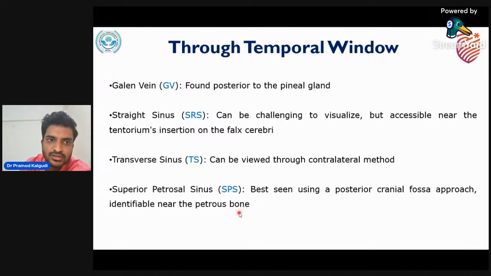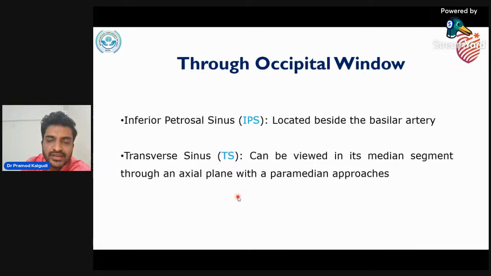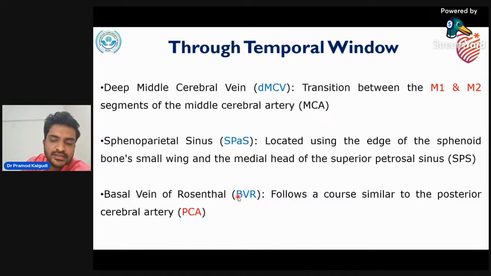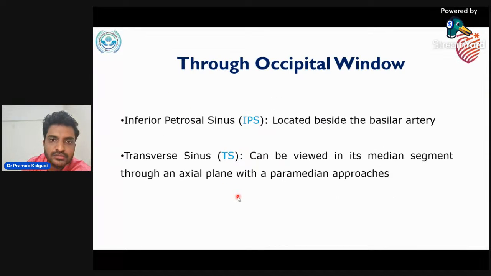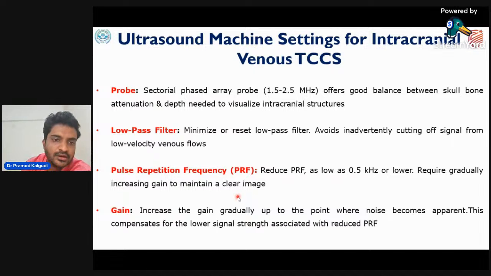Once it goes behind the basal vein of Rosenthal, you have the great vein of Galen, and these are the sinuses: the straight sinus which descends downwards, the transverse sinus, and also the superior petrosal sinus, which is more in the posterior fossa. These three can be insonated through the temporal window. Through the occipital window, that is the foraminal window, you can insonate the inferior petrosal sinus and the transverse sinus. So with that, I think I'm clear about which veins you can insonate and which windows to use to insonate these veins.